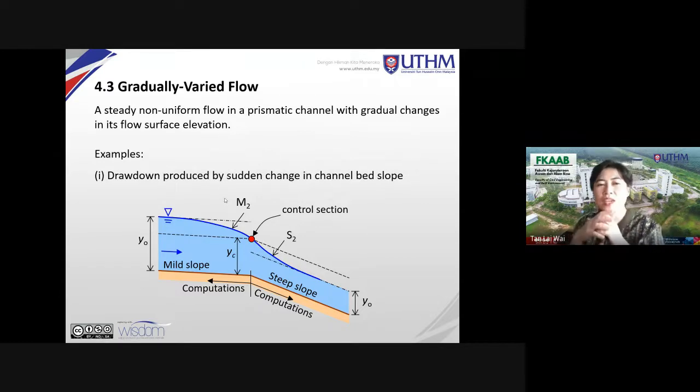Now, today we are going to look at gradually varied flow. So hydraulic jump is an example of rapidly varied flow. So this one is gradually varied flow. That means if you look at the definition, the depth of flow changes gradually along the distance.